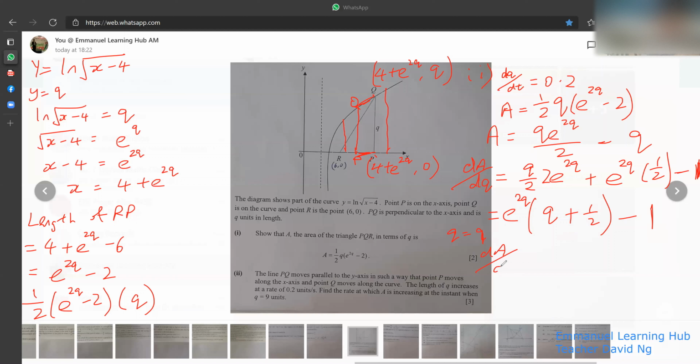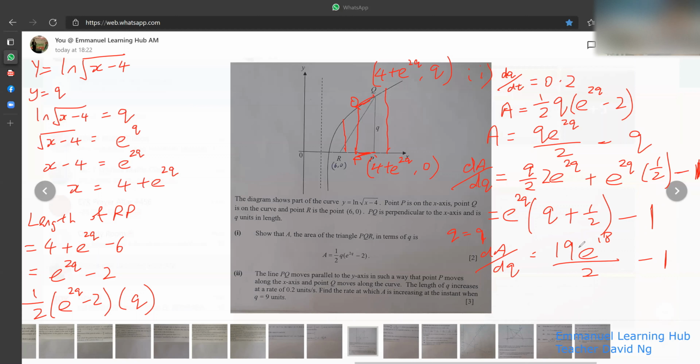I substitute Q is 9 inside here, right? My dA/dQ, you will get 19e to the power 18 over 2 minus 1. Okay, when Q is 9, e to the power 18. Q is 9, right? 9.5 is 19 over 2. Okay, you get this guy, dA/dQ.